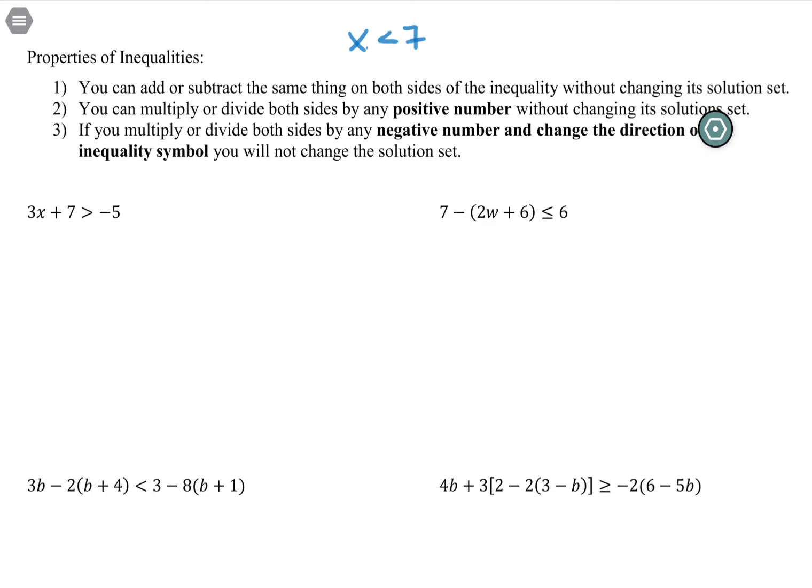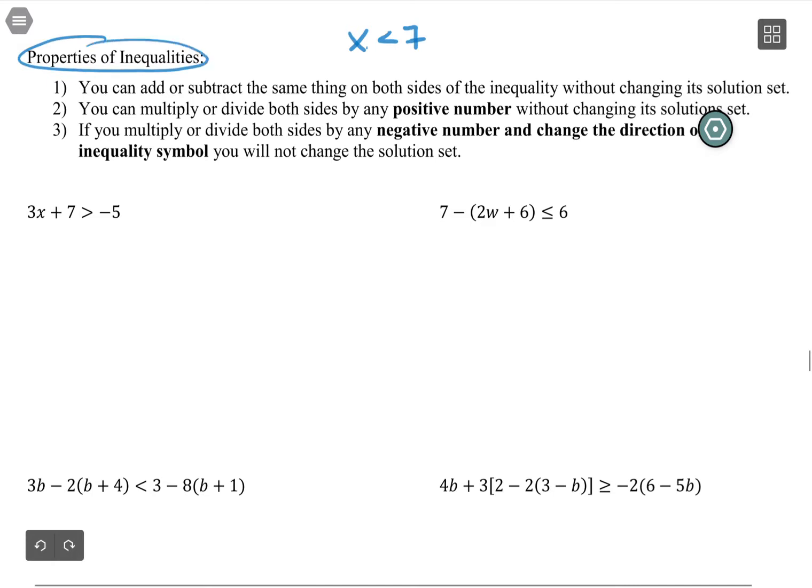But when you mix it up a little and write 3x plus 7 is greater than -5, it's a little less obvious what x's make that true. So these we will try and solve. And the big thing here is the properties of inequalities are really similar to equality, but there is a difference. Same is the fact that you can add or subtract anything on both sides without changing the solutions. You can also multiply or divide both sides by any positive number without changing your solutions.